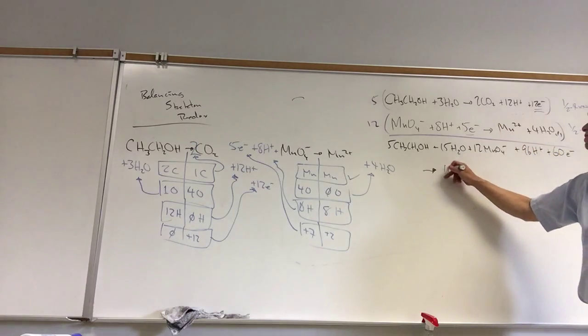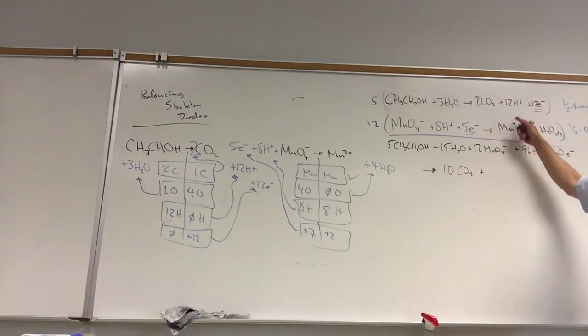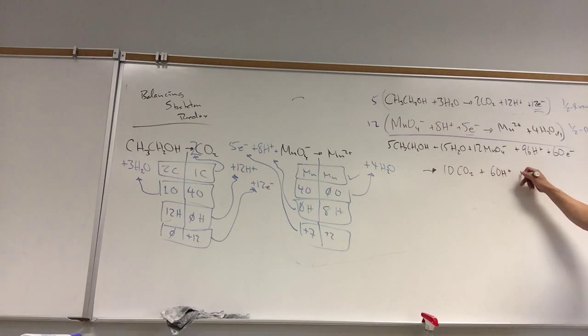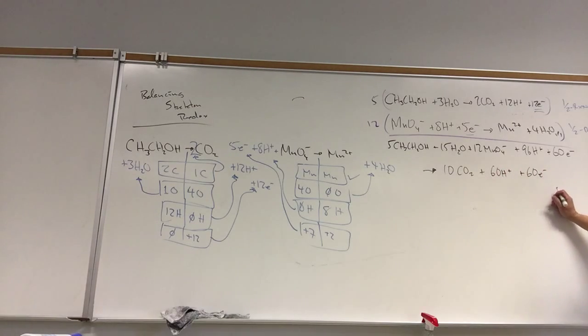So 5 times 2 is 10 CO2s plus 60 H plus, plus 60 electrons, plus 12 Mn2+, plus 4 times 12 is 48 H2O liquids. Just leave out the liquid, we'll do the states later. All right, so the most important thing is that the electrons consumed equal the electrons produced, so they cancel each other out.